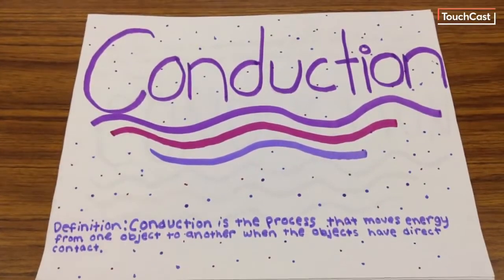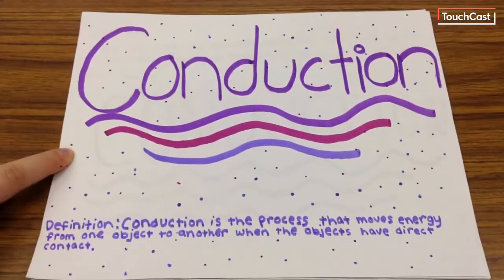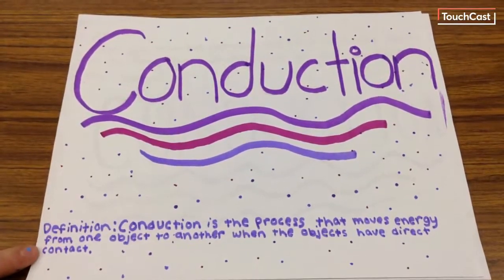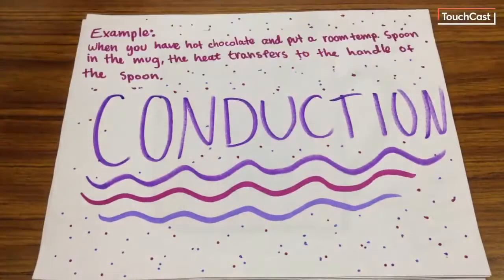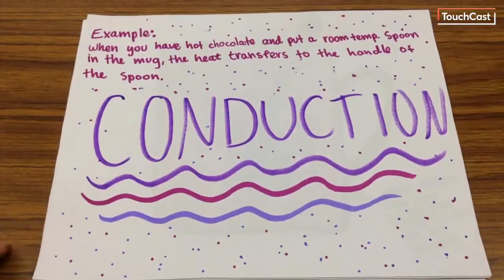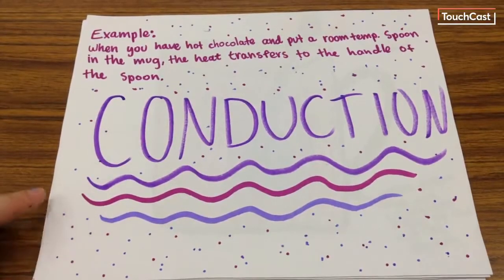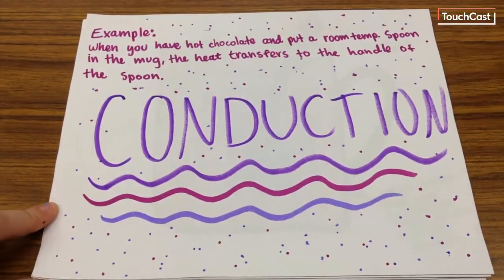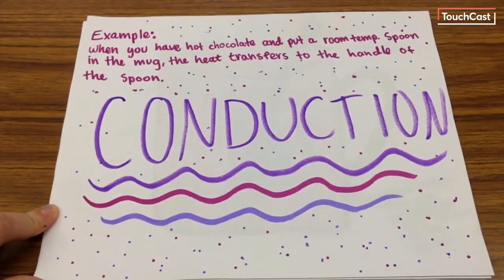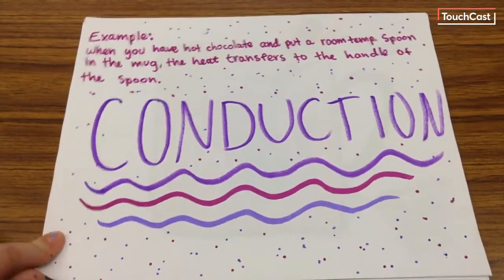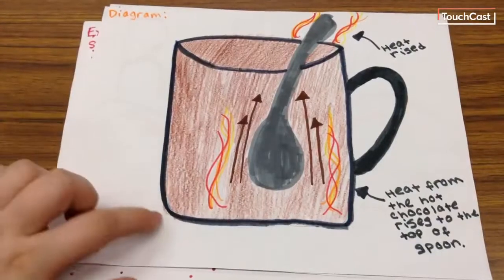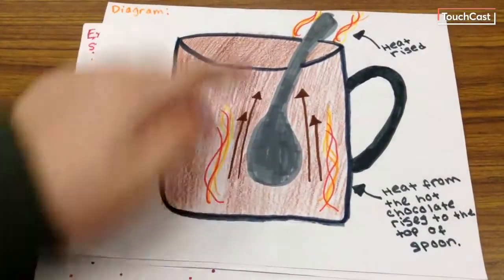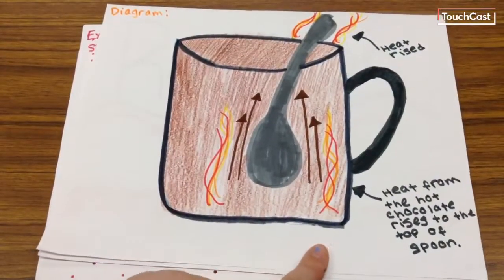The next heat transfer is conduction. Conduction is the process that moves energy from one object to another when the objects have direct contact. An example of conduction is when you have hot chocolate and you put a room temperature spoon in the mug. The heat transfers to the handle of the spoon. Here's our diagram. The heat from the hot chocolate rises to the top of the spoon.